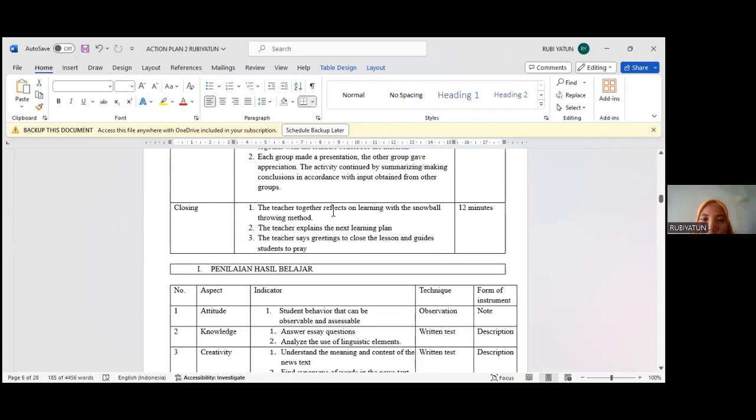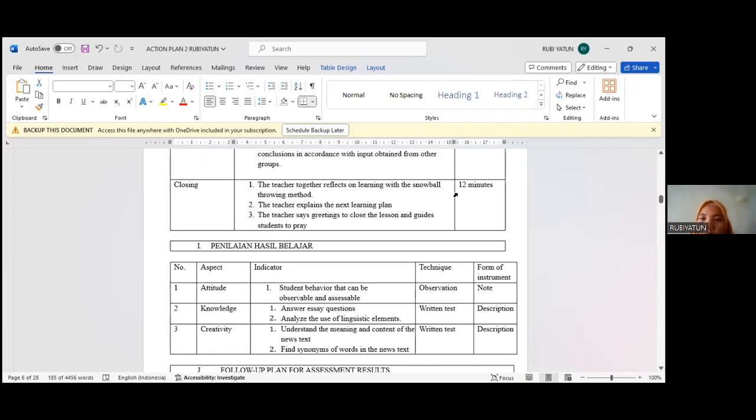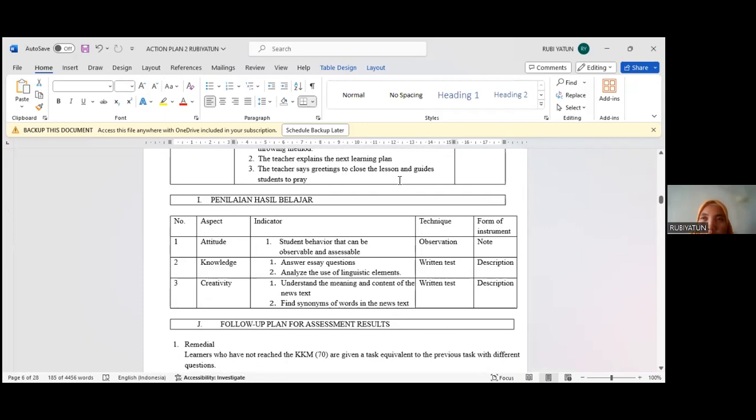The teacher together with the students reflects on learning with the snowball throwing method. The teacher explains the next learning plan. The teacher says greeting to close the lesson and guides students. The teacher does reflection. So the total time is 118 minutes because of four times allocation times, or 2 meetings.